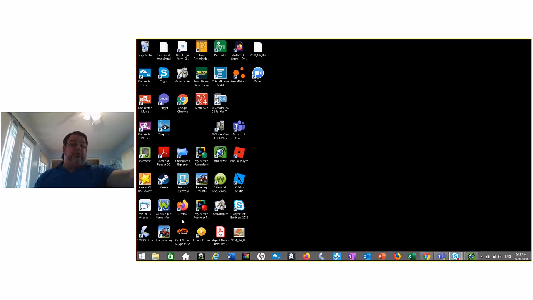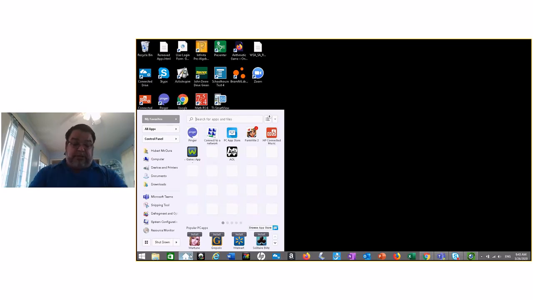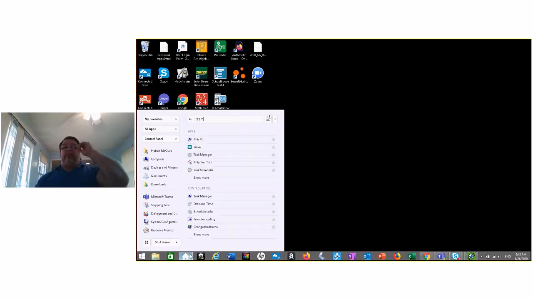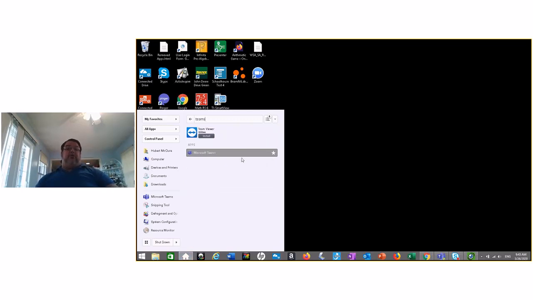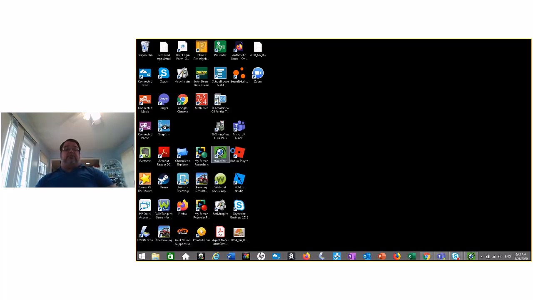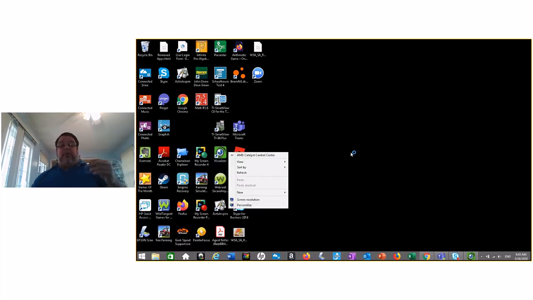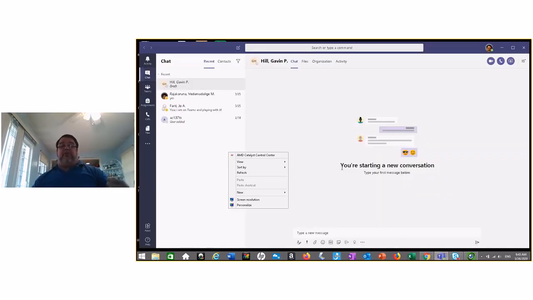You go down to the Run tab, whatever your Start tab is. Some people have it in the lower left-hand corner as the Windows tab. Some people have a Home tab like this. You click on it, and it takes a minute for mine to come up. And then you just type in TEAMS. And there it is. And then you drag it over to your desktop. Okay? Microsoft Teams, or you right click on it. Microsoft Teams is the new upgraded Skype for Business.